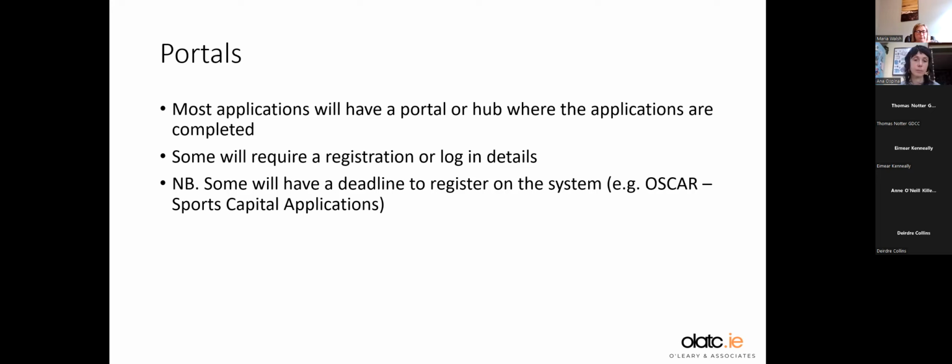So with the sports capital funding applications on OSCAR, you have to register. If you're a first-time user, first time on the system, you have to register your club on the OSCAR system. And there's a deadline normally about 2-3 weeks before the actual application deadline to do that. Some people don't realize that, and when they go to the application and go on the OSCAR system, they can't register, so they've missed the boat basically for that year.